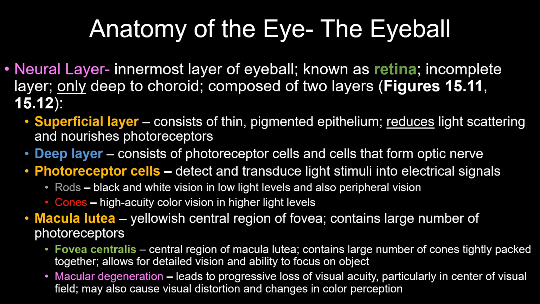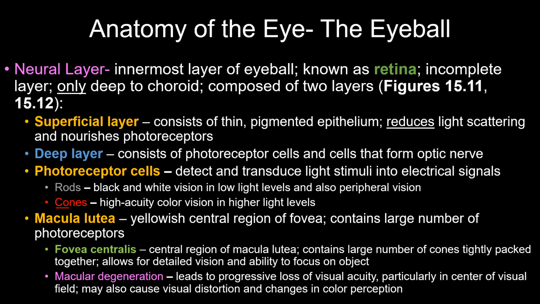Rods are photoreceptors that are responsible for black and white vision in low light levels, and also for peripheral vision, okay? Whereas cones are responsible for high acuity color vision in higher light levels. An easier way to remember this is cones has a CO, so does color vision. That's how I remember it.